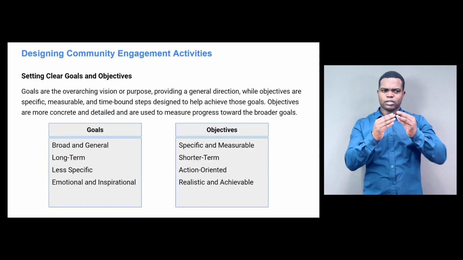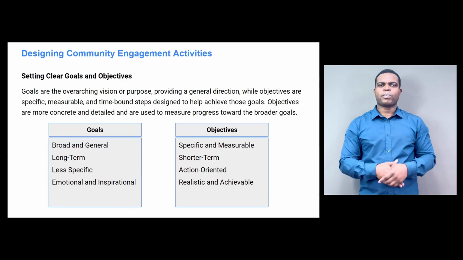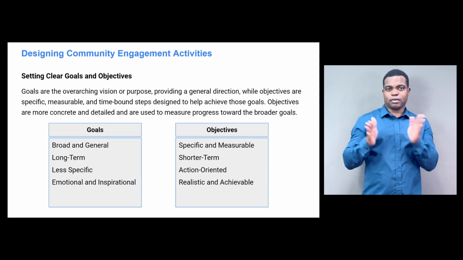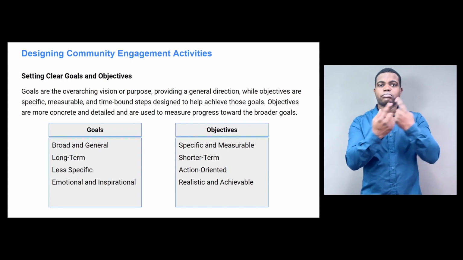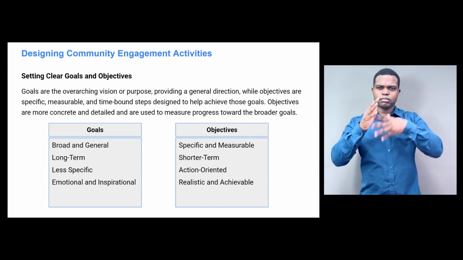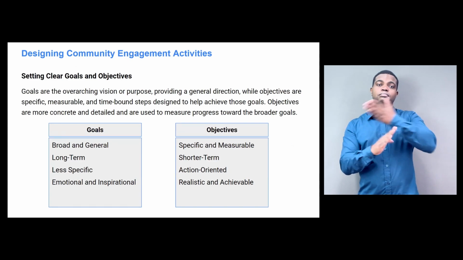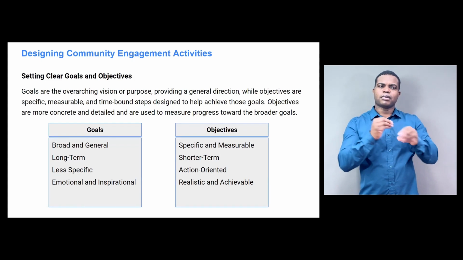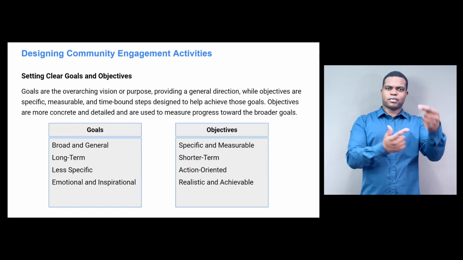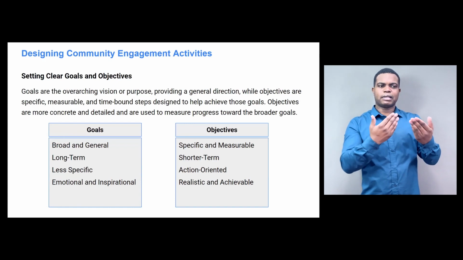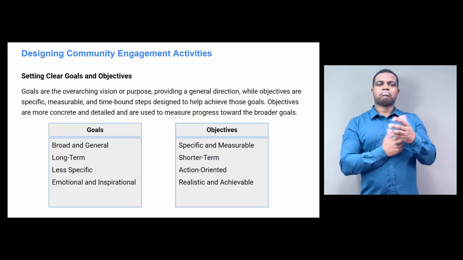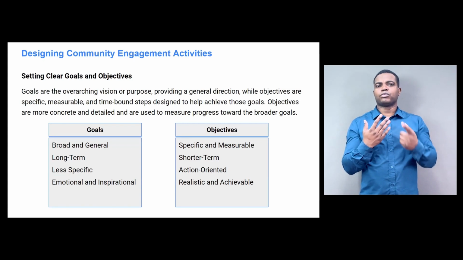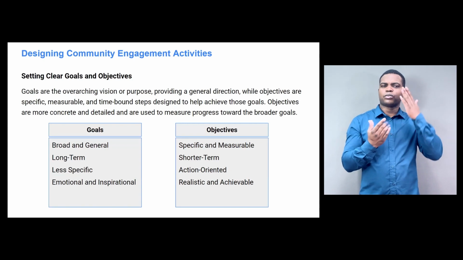Let's talk about designing your community engagement activities. In the previous module, we talked about planning for your community engagement initiative. And there we talked about mapping of stakeholders, taking account of assets within the community, embarking on needs assessments. We have talked about how to conduct SWOT analysis on the initiative you are proposing.